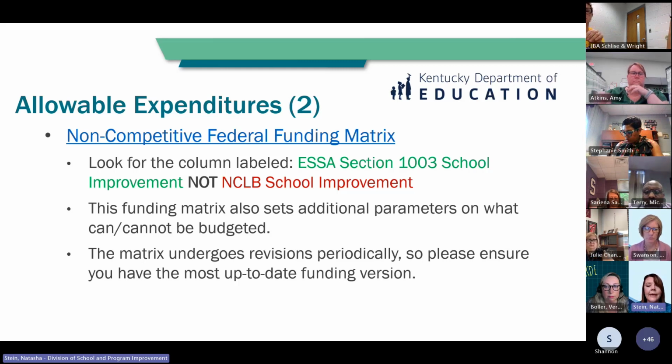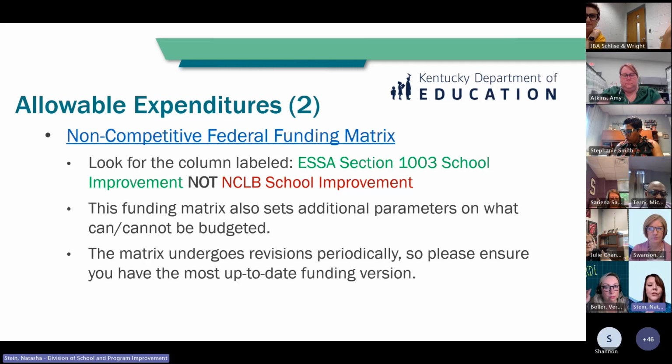School Improvement, and not the one that's labeled NCLB School Improvement. The school improvement throws everyone off there, but we're looking at the one that's labeled with ESSA. So this program is governed by the Every Student Succeeds Act and not the No Child Left Behind Act, or NCLB. So please make sure that you're accessing that latest version when you're writing your grant.